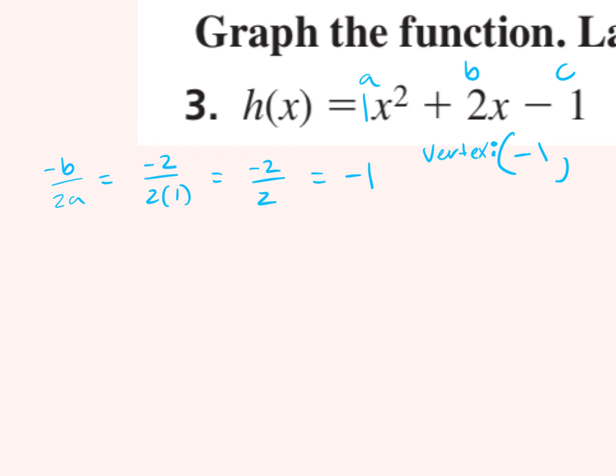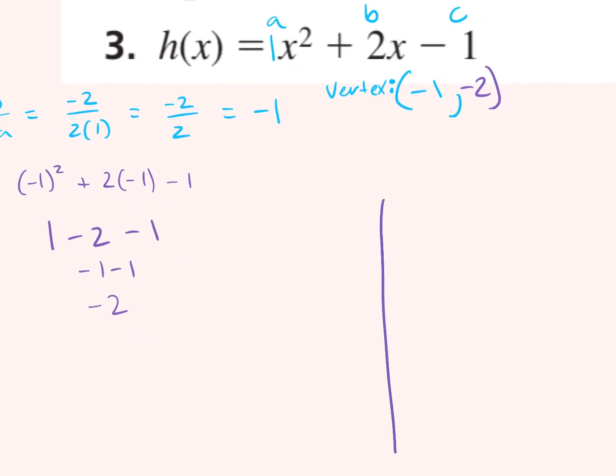How do I find the second number in my vertex? How do I find the k? Plug it in. So this would be negative 1 squared, plus 2 times negative 1 minus 1. So negative 1 squared is 1. 2 times negative 1 would be negative 2 minus 1. So 1 minus 2 would be negative 1, and negative 1 minus 1 would be negative 2. So my k is negative 2. So I can graph that. I'm going to go to the left, negative 1, and down 2.